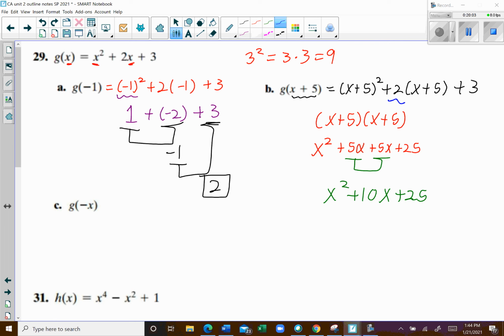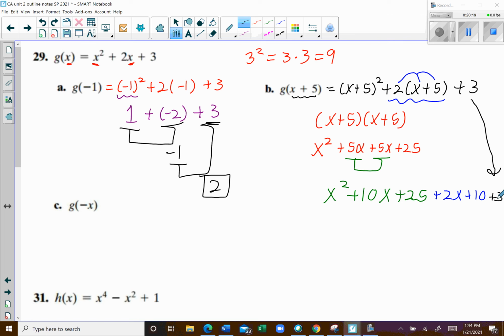So here on this part, we're going to distribute the 2. So that'll give us a plus 2x and a plus 10. And then we need to bring the plus 3 down because we still have that 2.